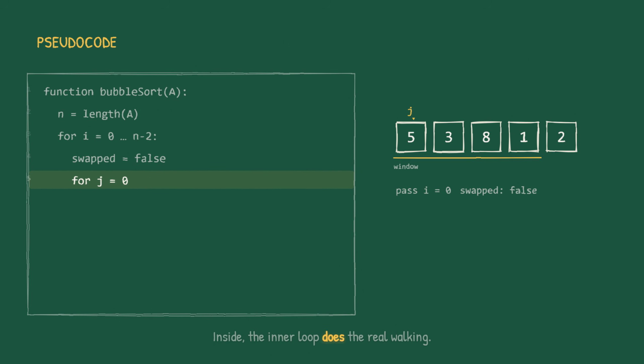Inside, the inner loop does the real walking. J steps through the pairs, 0, 1, 2, and look here, n-2 minus I, see the minus I. Every pass, the window gets shorter, because the end is already sorted. We don't touch it again.